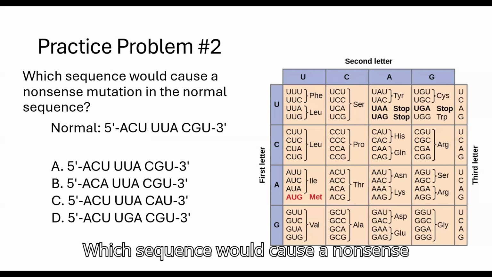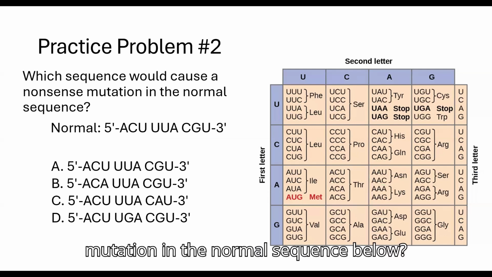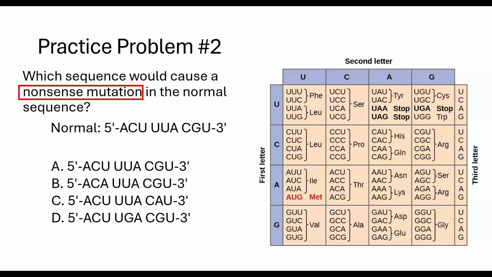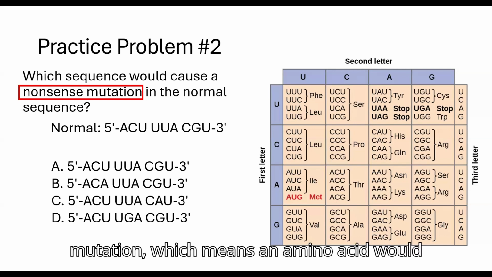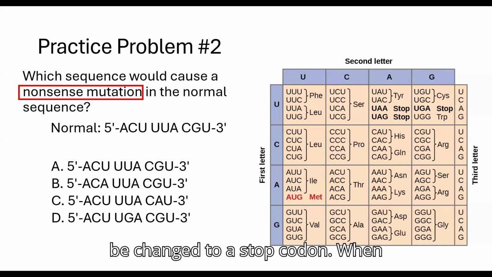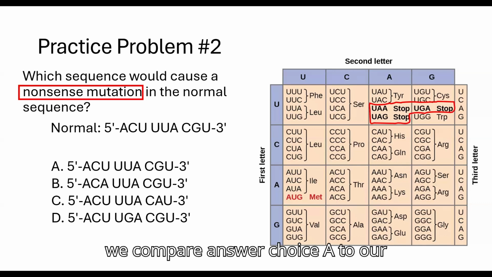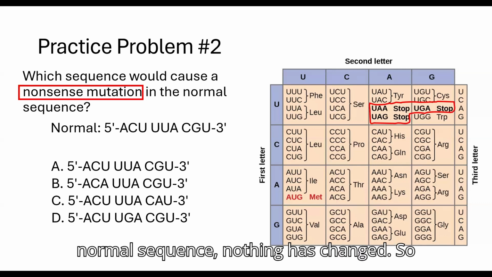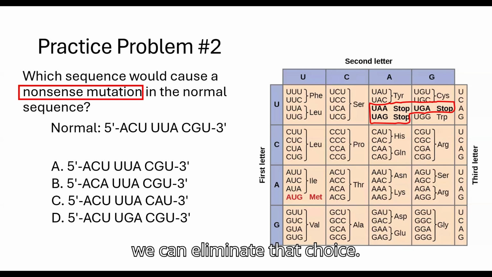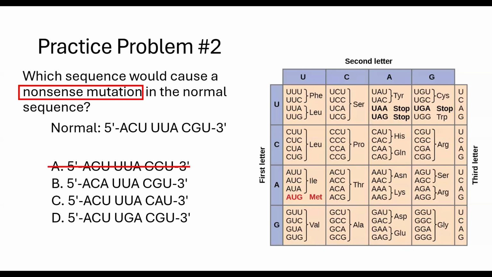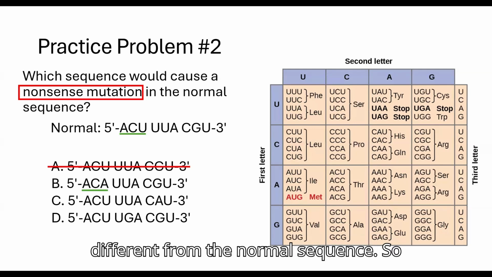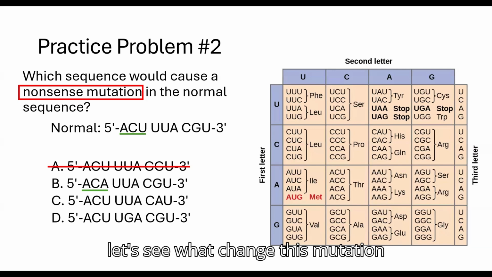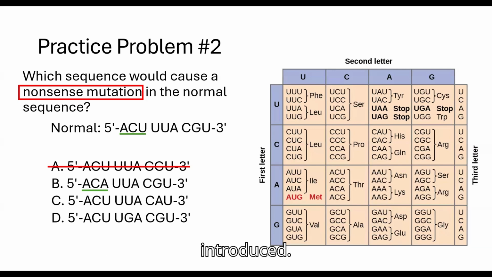Which sequence would cause a nonsense mutation in the normal sequence below? So we know we are looking for a nonsense mutation, which means an amino acid would be changed to a stop codon. When we compare answer choice A to our normal sequence, nothing has changed, so we can eliminate that choice. The first codon in answer choice B is different from the normal sequence, so let's see what change this mutation introduced.